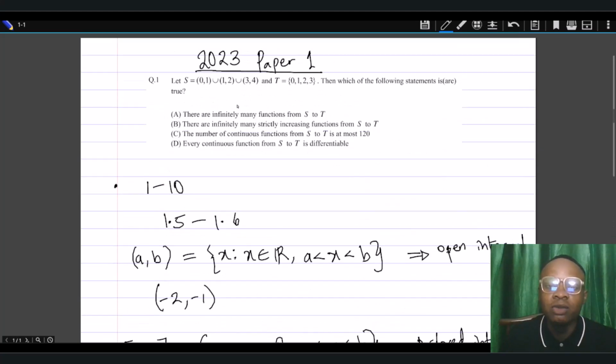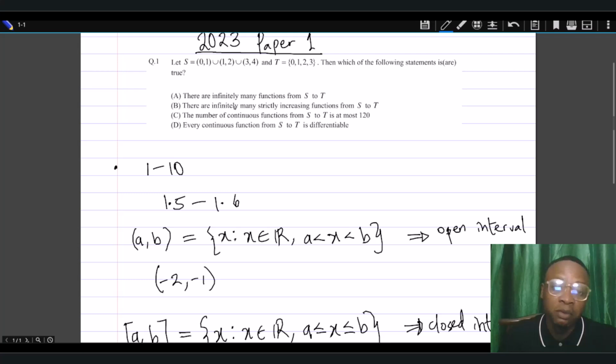Then we now go ahead to look at the options. We are asked which of the following statements is or are true. This implies that you can have more than one statement to be true. So we have to watch out for which of the statements are true and pick all of the options that are true. It can also happen that we have just one. That's why we have is or are. So we will consider the options one after the other and see which of them is true.